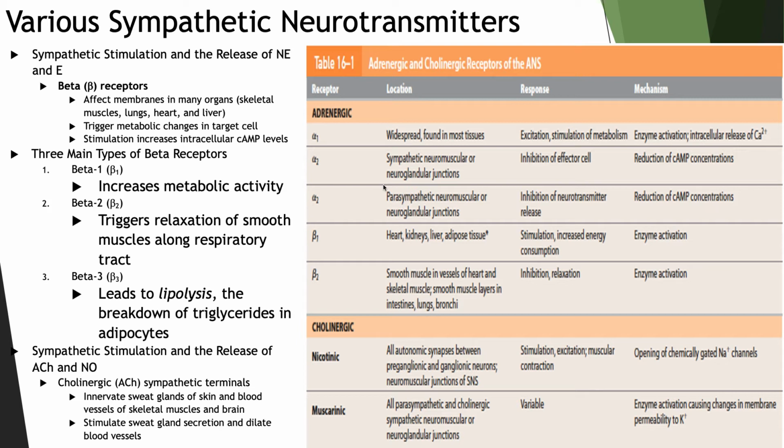4. All preganglionic neurons release ACh at their synapses with ganglionic neurons. Most postganglionic fibers release NE, but a few release ACh or NO. The effector response depends on the second messenger triggered by G protein activation when NE or E binds to alpha receptors or beta receptors.